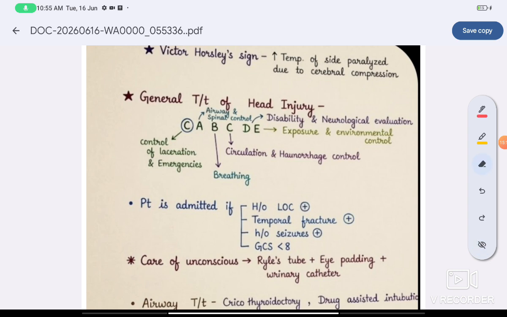So moving further, let us talk about a sign, that is the Victor-Horsley sign. Victor-Horsley sign means there is increased body temperature on the paralyzed side due to cerebral compression.